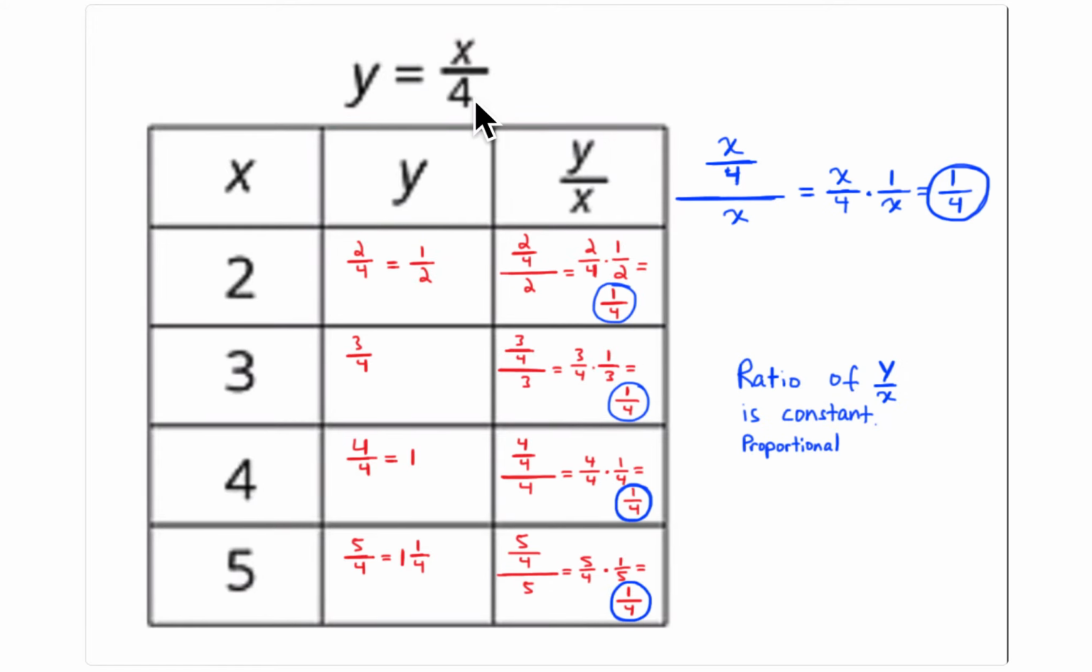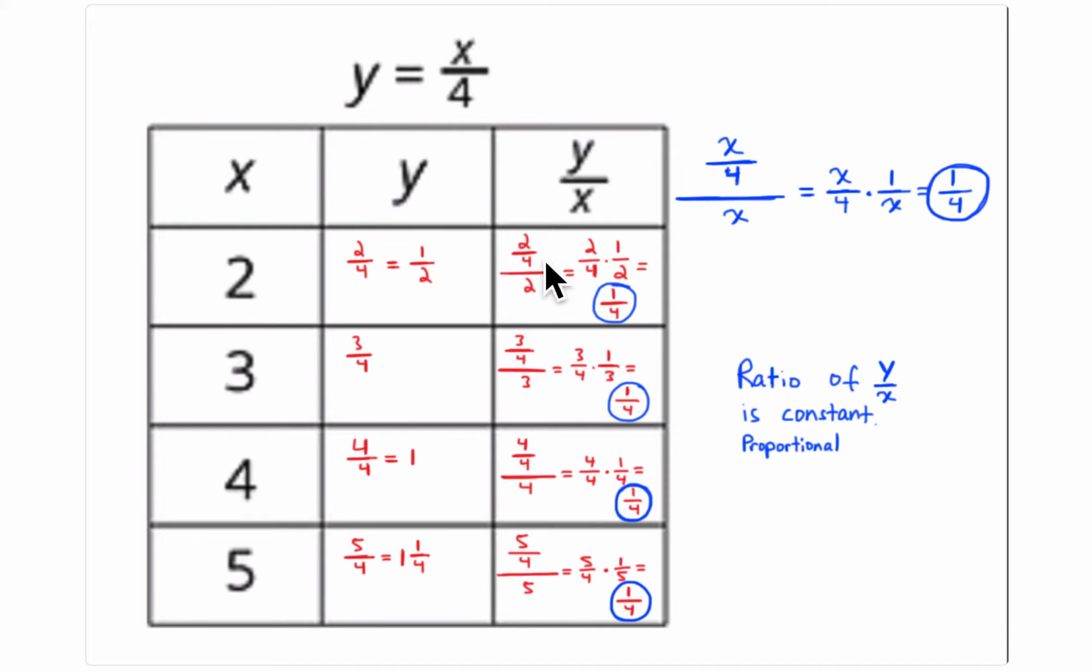Now x divided by 4, this is the same as 1/4 of x. So whatever value you plug in here for x, y is going to be 1/4 that amount. So that's going to be a constant amount. It's always going to be 1/4 whatever value you use for x. So y divided by x is equal to 1/4. So y is equal to 1/4 of x.